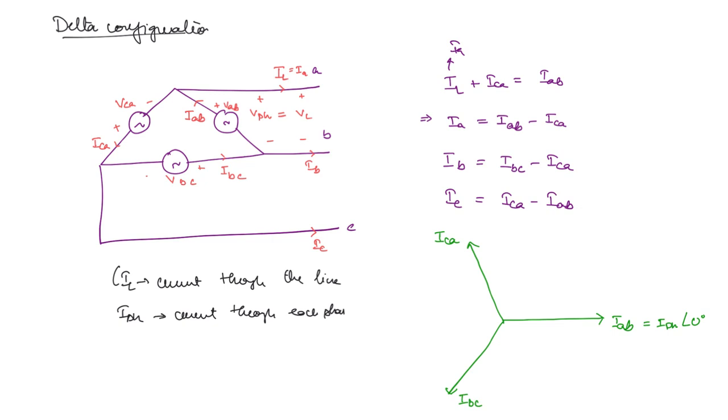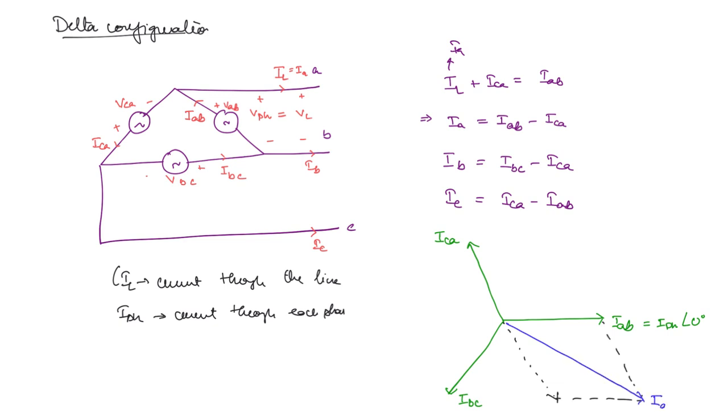Now how will you find the line current? You have here the equation IA is equal to IAB minus ICA. So IAB is here, ICA is here. So we want minus ICA. So minus ICA is going to be diametrically opposite. Okay. So now we can find IA using the vector laws of addition. So you are going to get the line current like this.